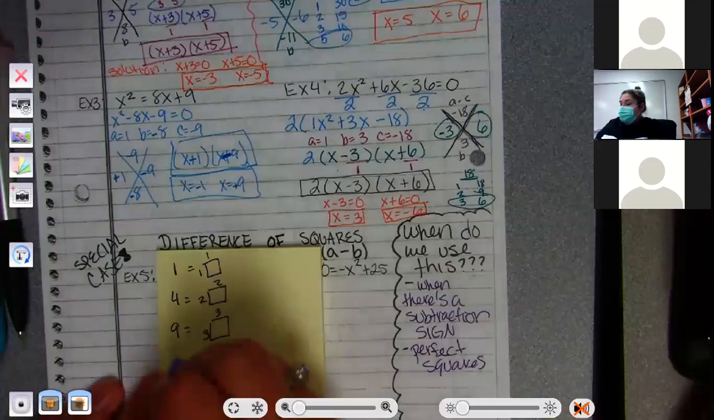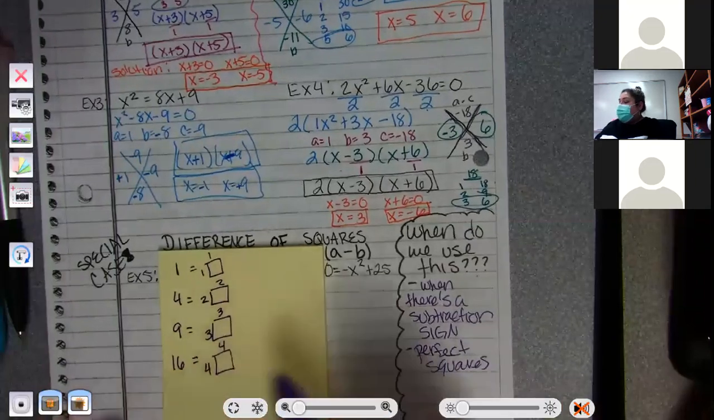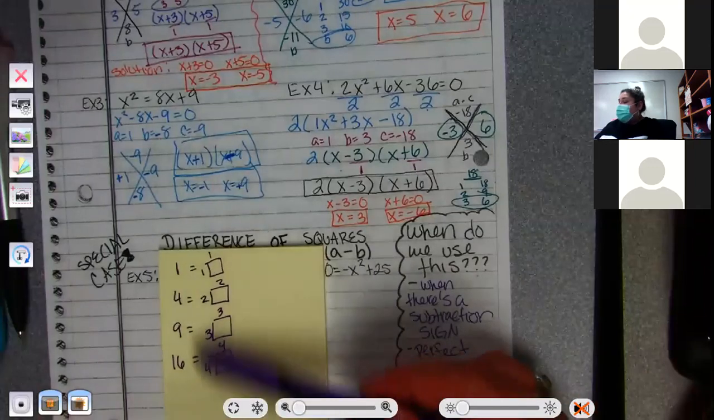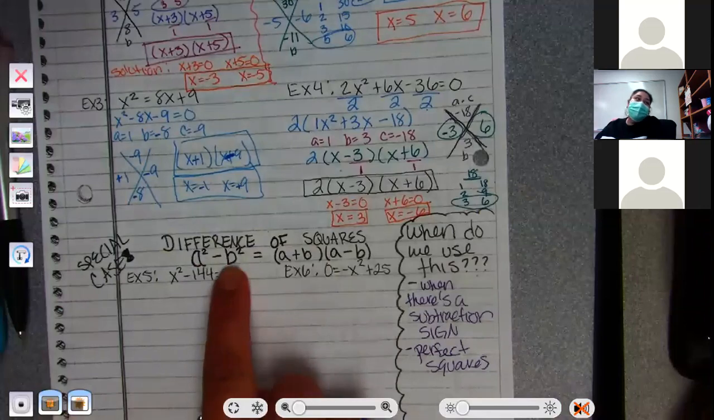There you go. Because we can have 4 and 4, right? So anytime you have a perfect square, you can use this rule, right? That's why we have a squared minus b squared. Okay, so how do you know if you have a perfect square? Just find the square root.